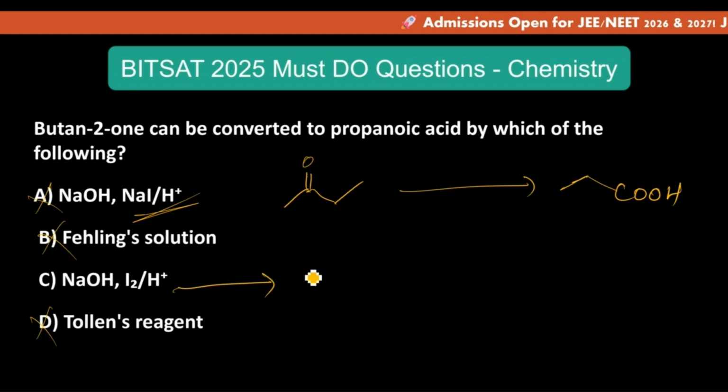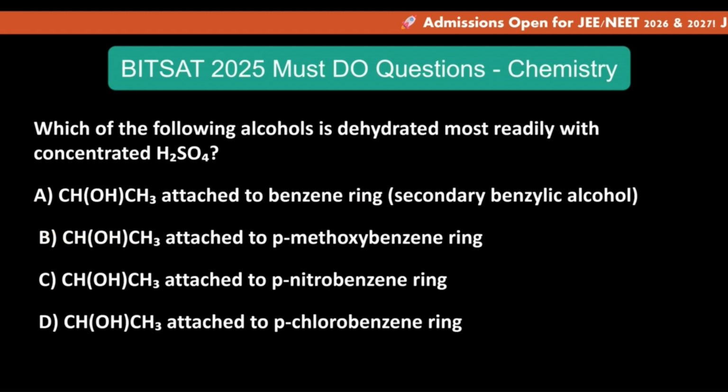So this is a haloform, or more precisely iodoform reaction, in which one of those carbons will become iodoform, CHI3, and the remaining part will get oxidized to form the salt of the acid. So option C is your right answer.